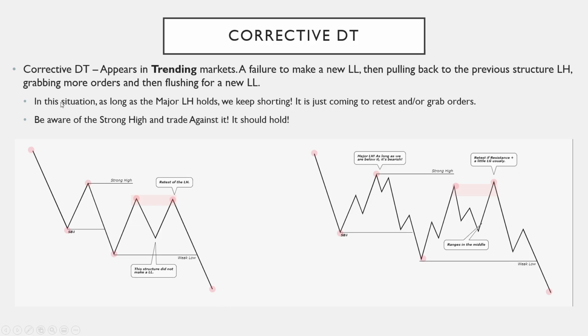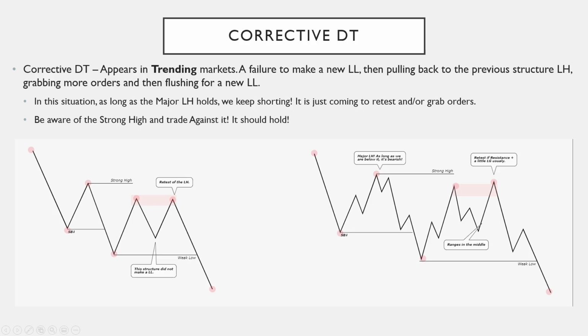In this situation, as long as the major lower high holds, which is, remember, our strong high that has caused a break of structure, we keep shorting. We just know that the market sometimes does not have enough orders to continue and take out the weak low, so it's going to pull back a little bit and create a corrective double top. So be aware of the strong high and trade against it. It should hold until we are wrong.